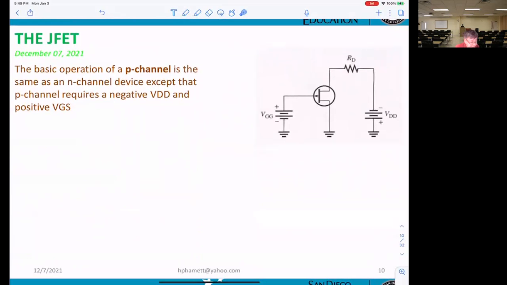And now a little tab in here for P channel. You see that? The arrow points out. The difference between N channel and P channel is that for N channel, VGG will be negative. However, for P channel, VGG will be positive. And also VDD in a P channel is negative, and in an N channel it will be positive. That is different.